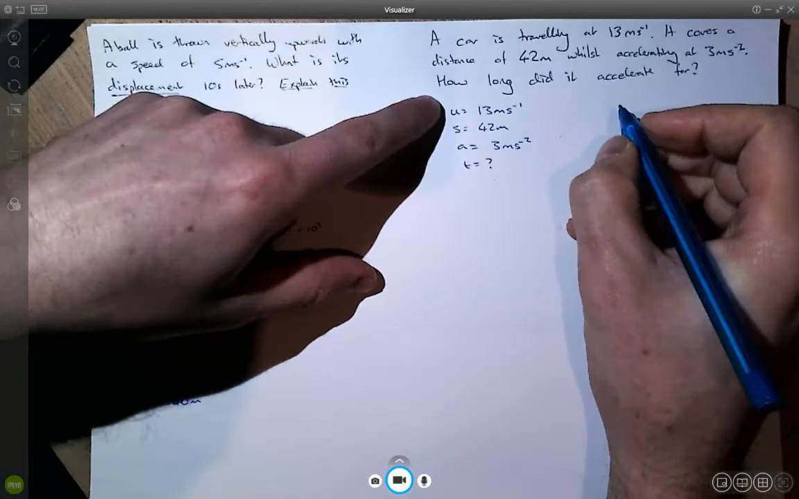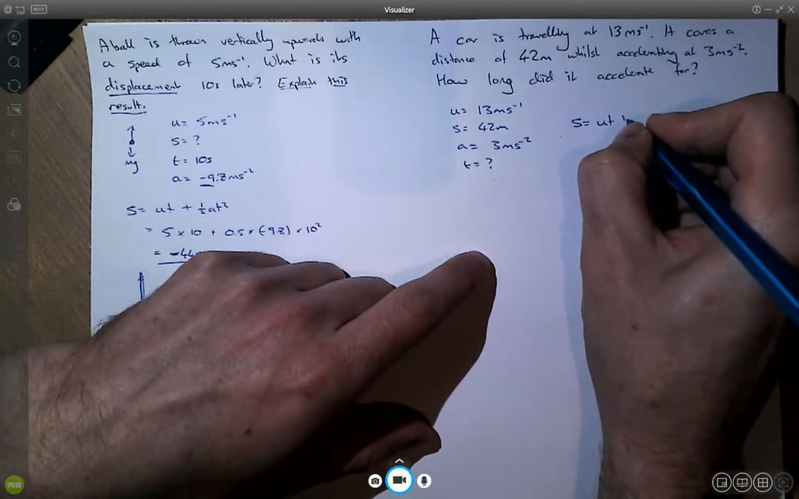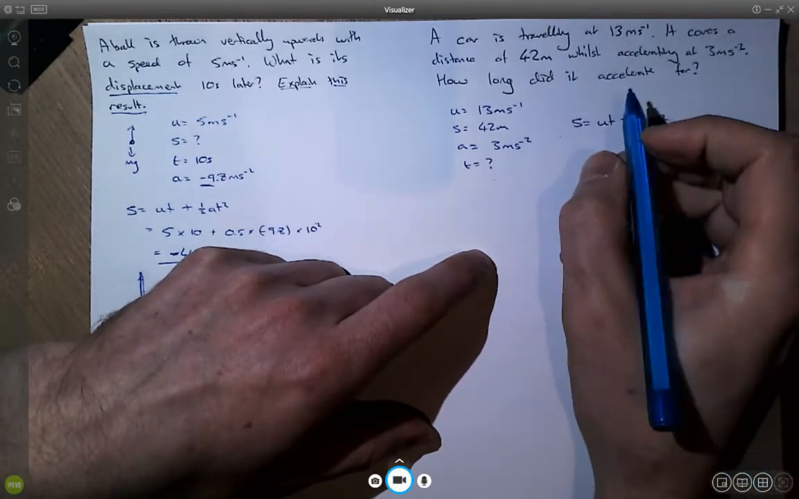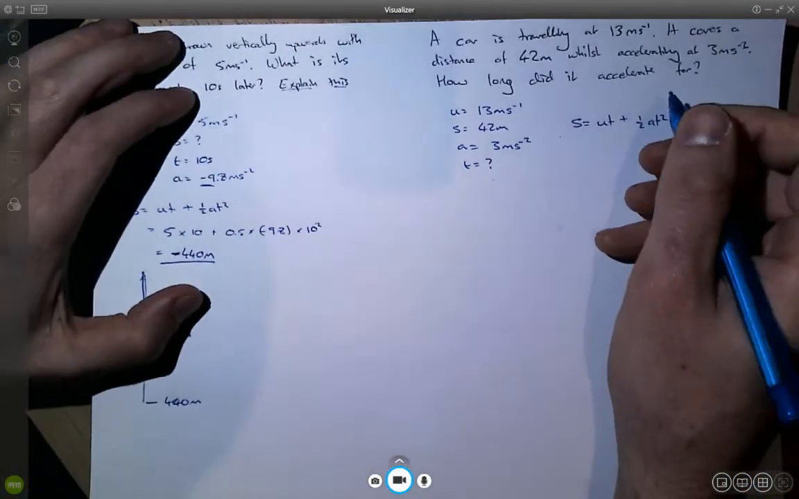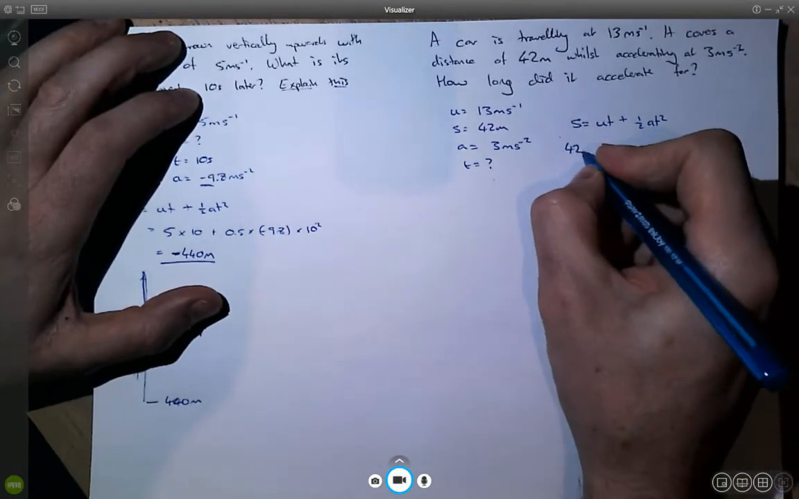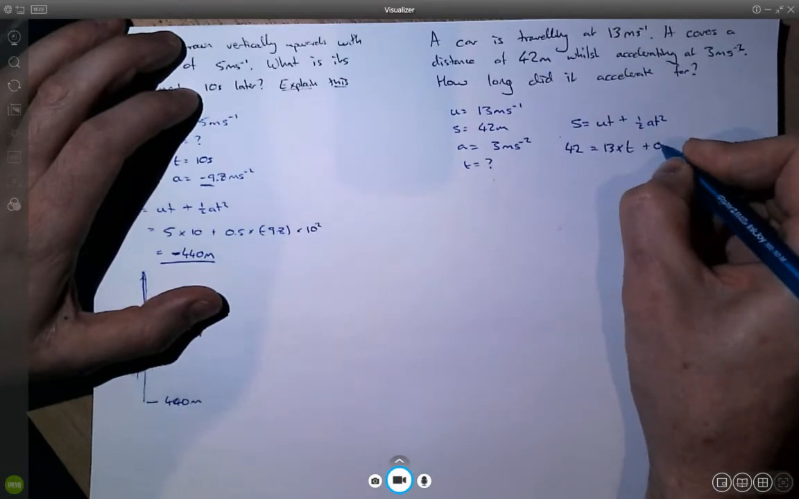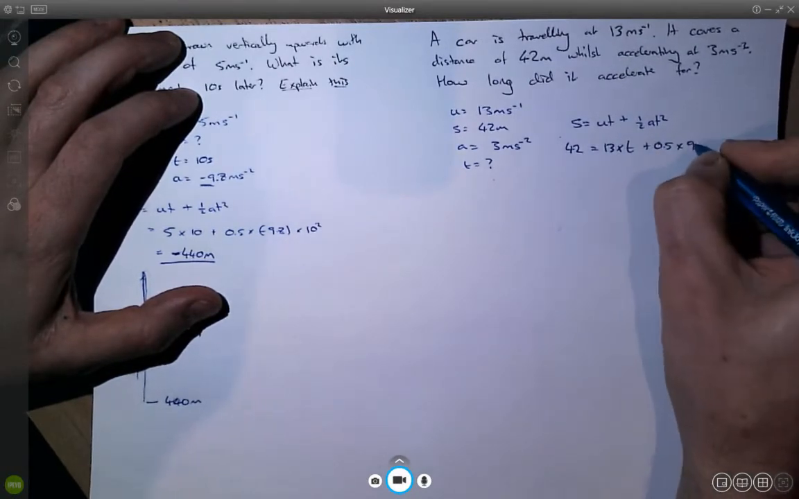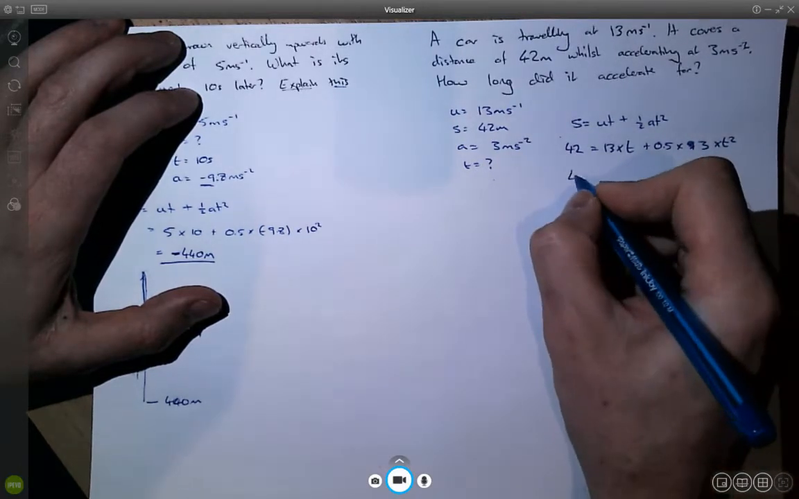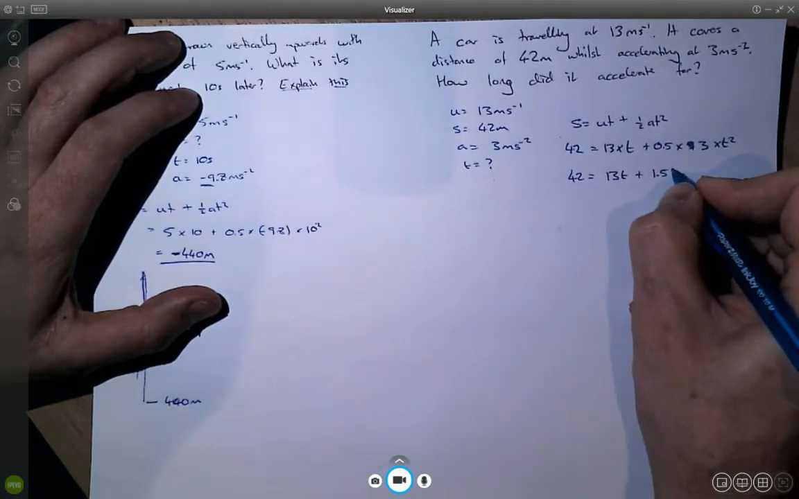So the equation that links these together, again, is the same equation. S is ut plus half at squared. But we're being asked to find time. So what we're actually being asked to do is solve a quadratic equation. So let's plug in our numbers, and then we can figure out how to solve this. 13 times t plus 0.5 times 3 times t squared. So we've got 42 is 13t plus 1.5t squared.